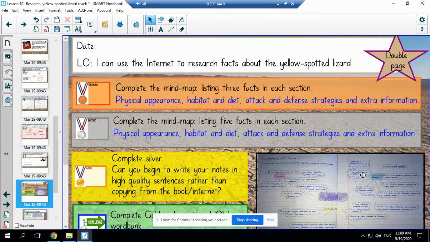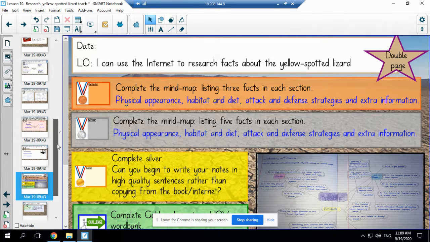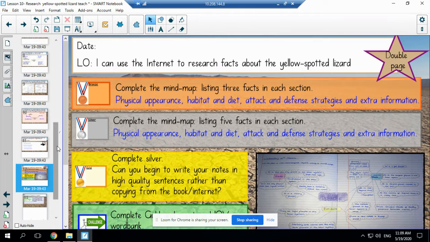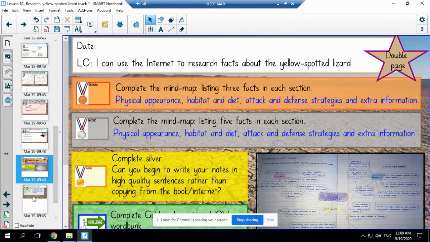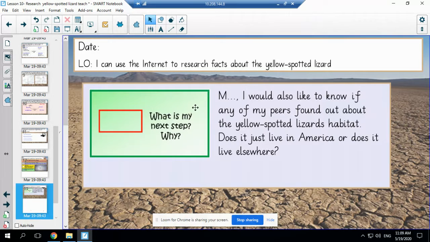Also make sure you have enough room for all of your ideas. Use a double page to collect all of those facts that you find. Try and put as much detail as possible and try and make it as tidy as possible, because this is essentially the plan for when you come to write your information text. When you have done all of that research, there is a reflection shape for you to think about what your next step is and why.